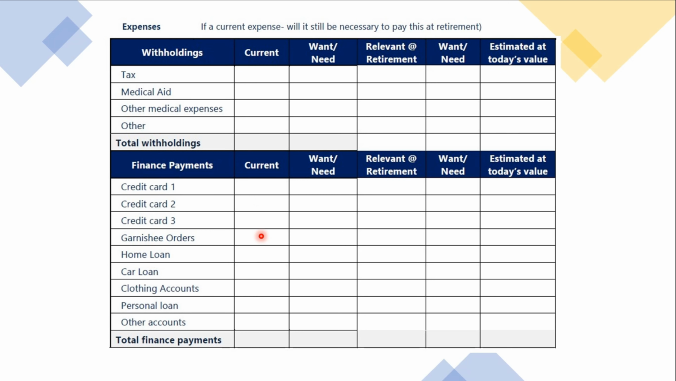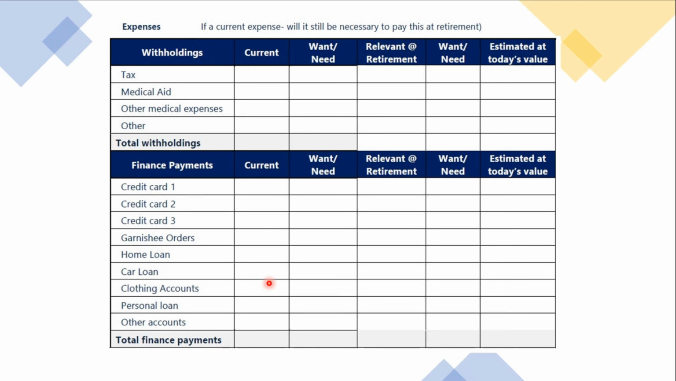Garnishee orders, what is that? Court orders for any account you don't pay. Home loan, of course, if you have your own home. Car loan, okay, remember that your home loan and your car loan should be paid by retirement.